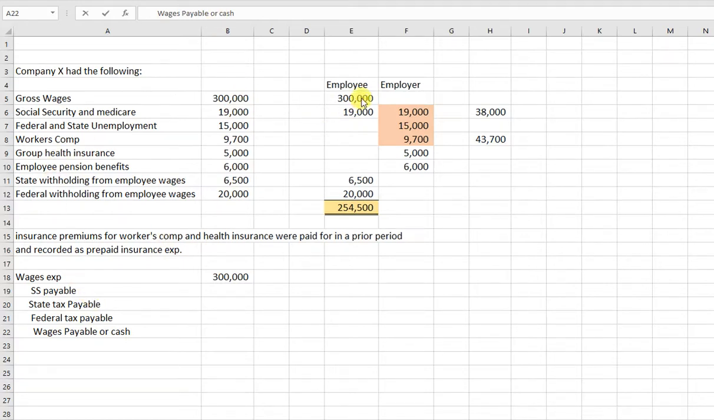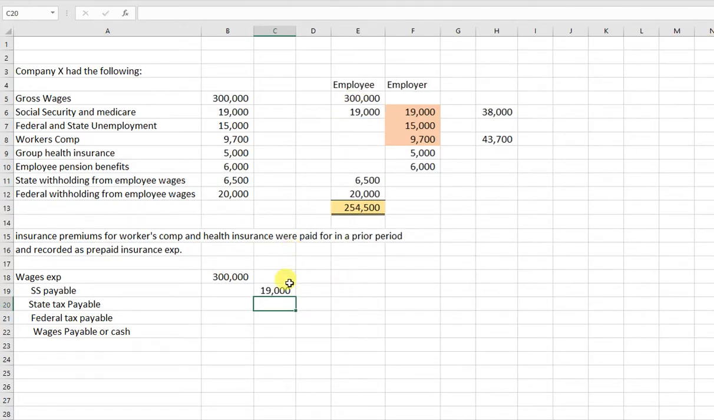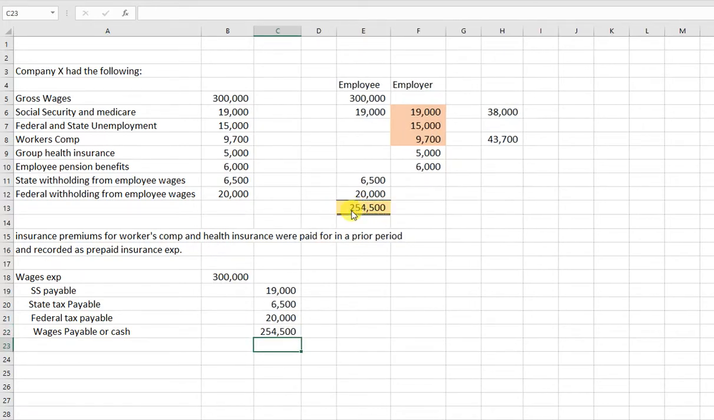So notice that the gross wages, the wages expense, is $300,000, but of those amounts, you're going to send in $19,000 to the Social Security Administration. You're going to send in $6,500 to whatever state you're located in, and you're going to send $20,000 to the federal government. The amount that the employee gets, that you write the check for, is $254,500. So notice the wages payable is what you write the check for to the employee. These other payables are what you write the check for to the other people.